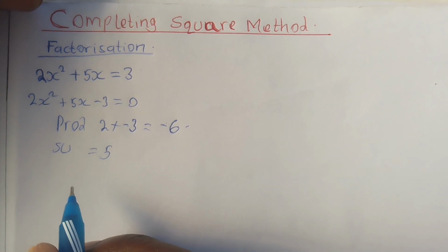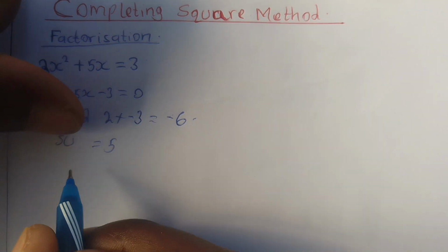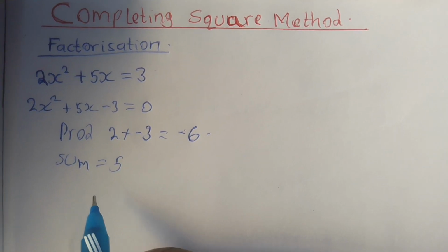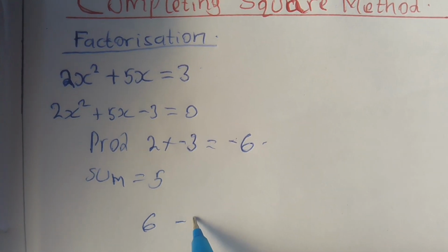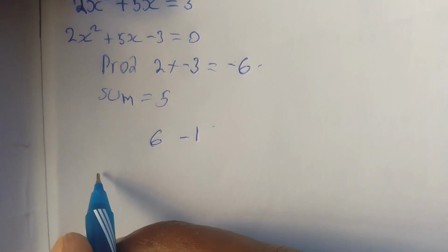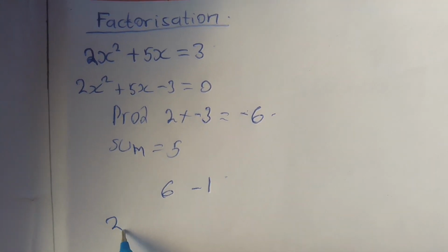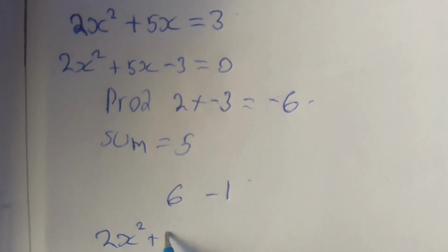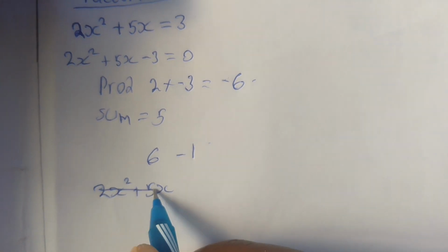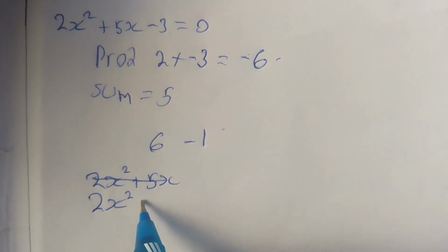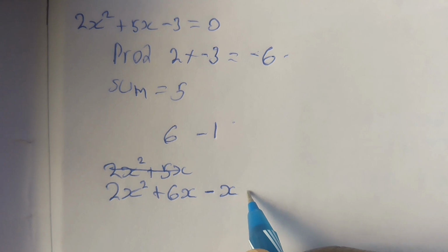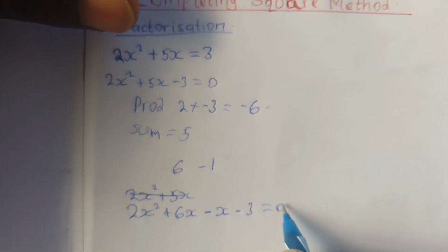You look at two factors which, if you add, will give you 5, and if you multiply, will give you negative 6. These were 6 and negative 1. For that reason, you come back and now factorize our equation. It is 2x squared plus 6x minus x minus 3 is equal to 0.